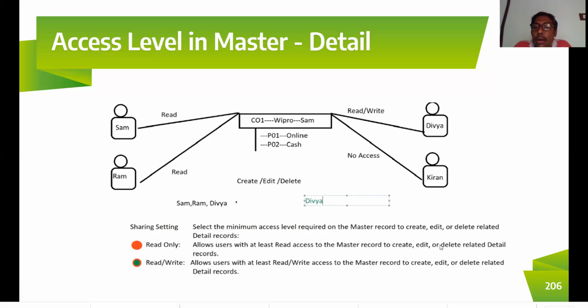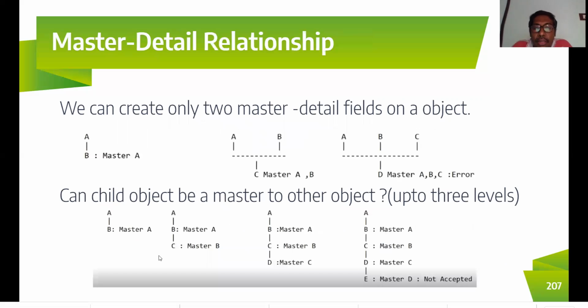Whereas in the detail record, through the master record, he can only read the related detail record, but he will not be able to create, edit, or delete. Whereas coming to read write, allow the user with at least read write access to the master record to create, edit or delete a related detail record. So with read only, he will be given only the ability to view the record, whereas with read write, he will be given read and write access. So whichever option you want, you can select it here, at the time of master detail relationship.